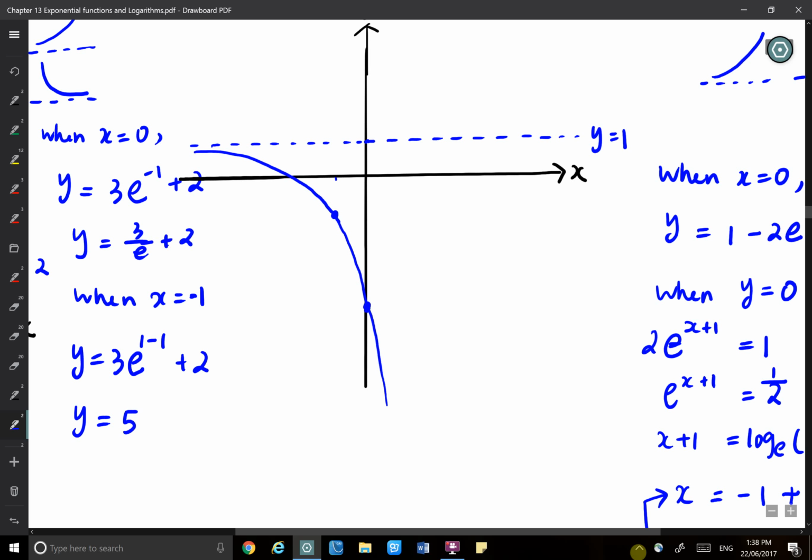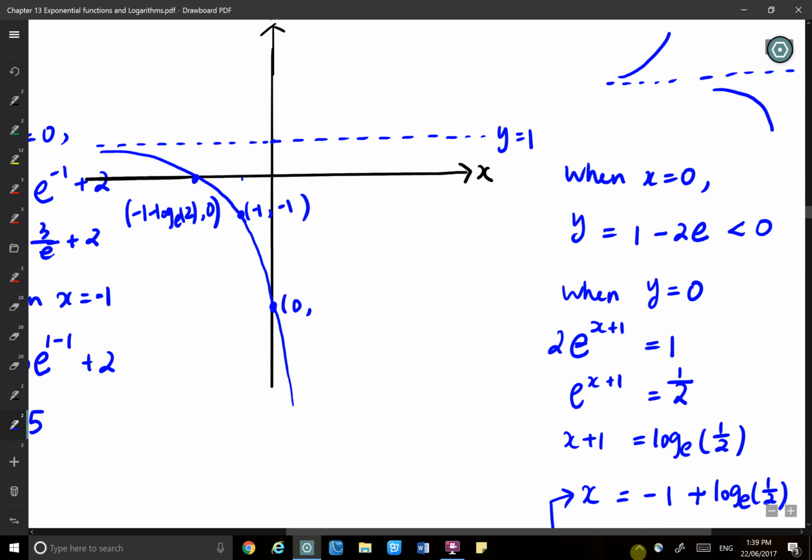And then I can use this to complete the trend of the graph. Like this, and this point is (minus 1 minus log_e 2, 0). This is (minus 1, minus 1). It's not necessary to label this minus 1, I just think it's a good point to label. And that is (0, 1 minus 2e). Your asymptote must be longer than the graph, and parallel to the graph in the end.